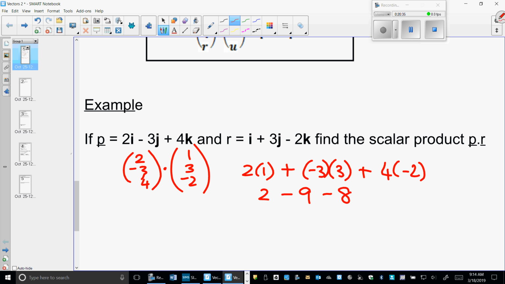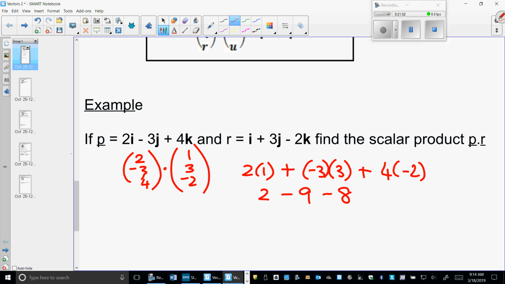Wait, what is the dot? It essentially means you're multiplying them. That's what you're doing. And when we see a dot in maths, it does mean multiply as well. It's just that you have to multiply corresponding bits and add. So what is 2 take away 9 take away 8?